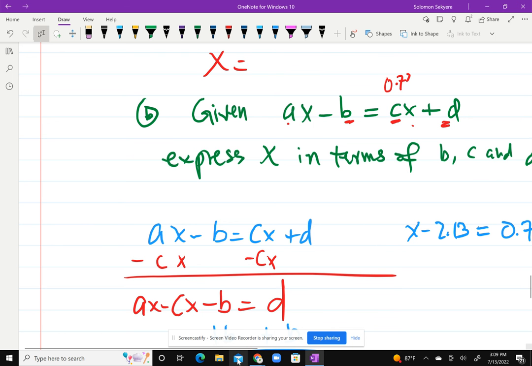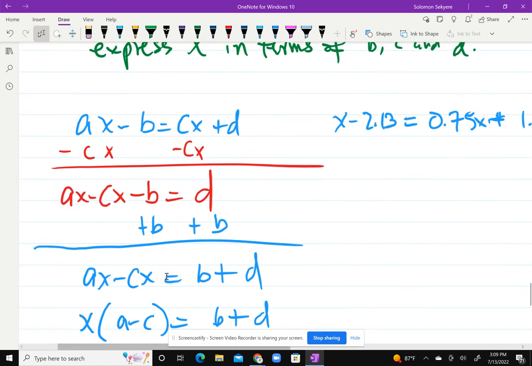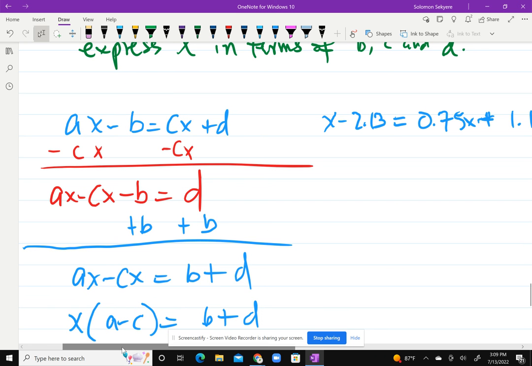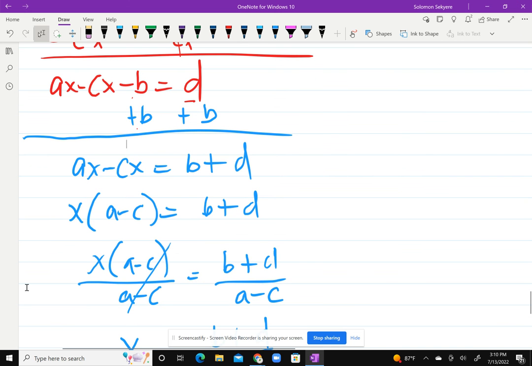So what did we do in this first type of equation? First, we collected our like terms, right? So we're going to move our cx here. We're going to move it by subtracting from both sides. So we have ax minus cx minus b equals d, right? That goes away. After that, what did we do? We added this 2.13 to both sides. So we come back here. Since it's minus b, we add b to both sides. This is what we have: ax minus cx equals b plus d.